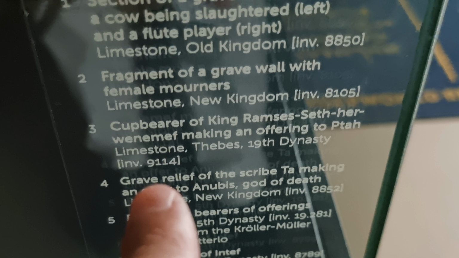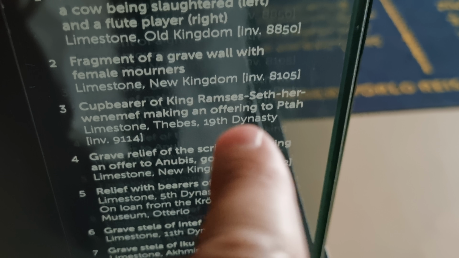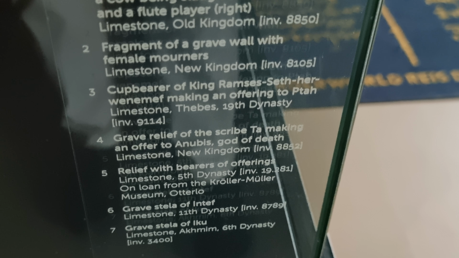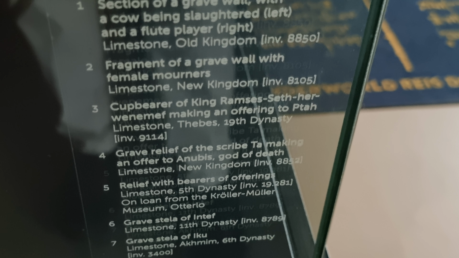So this is number three. And number three is the cupbearer of the king Ramesses making an offering to Ptah, made of limestone from Thebes, 19th dynasty. Then we have number four. See, number four.